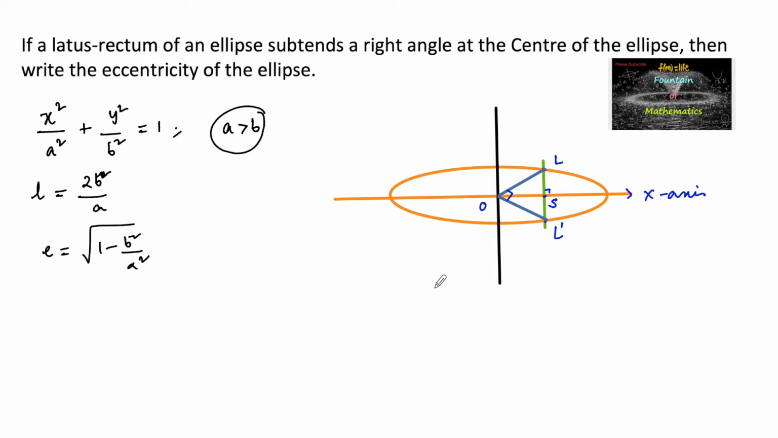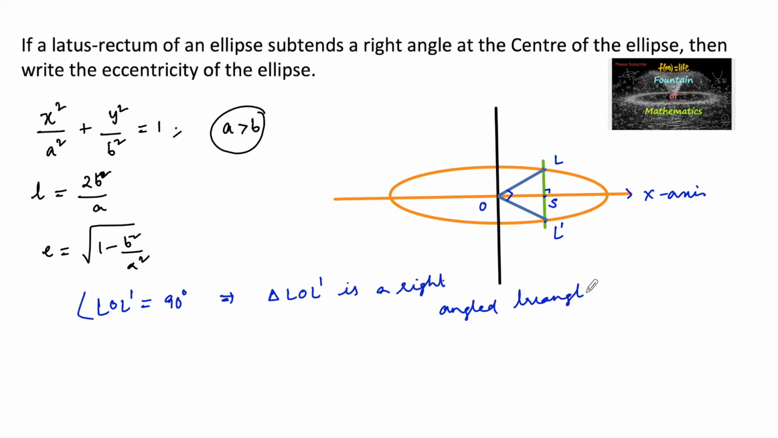So we can say that here angle L O L dash is nothing but 90 degrees. So it's a right angle triangle. Triangle L O L dash is a right angled triangle. And we can also say that OL is perpendicular to OL dash.